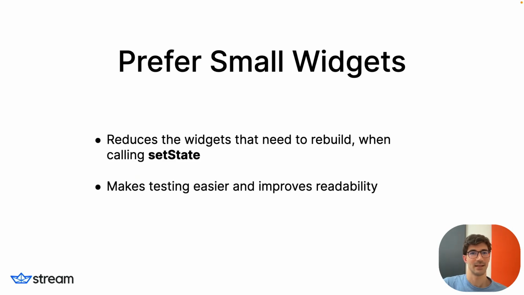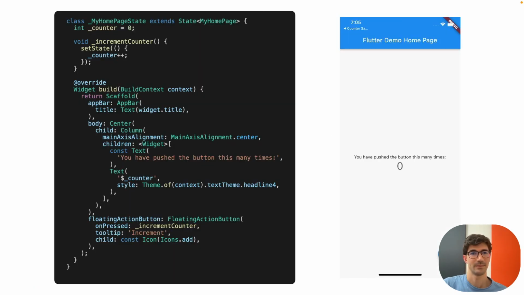Back to widgets. The next important thing to reduce our widget build cost is to prefer small widgets. The main benefit is that it reduces the widgets that need to rebuild when calling setState. It also makes testing easier. Here we have the good old counter example. When you press the floating action button, it calls setState, which causes all of the widgets in my homepage to rebuild, except for those that are constant.